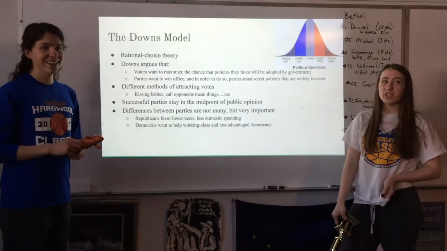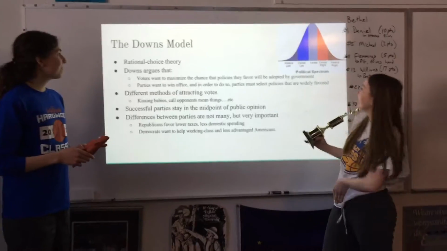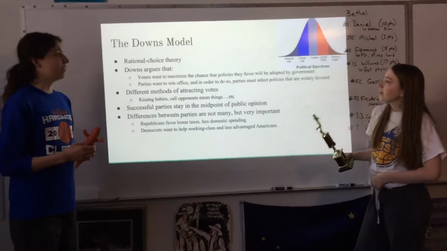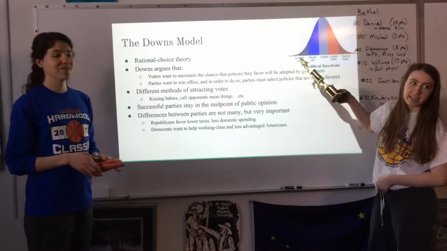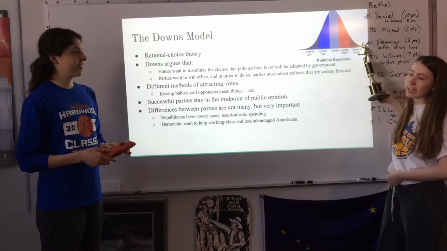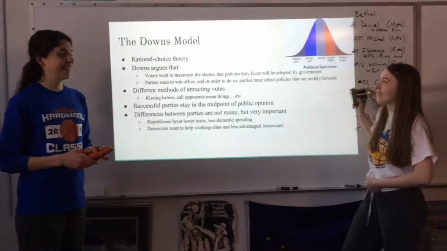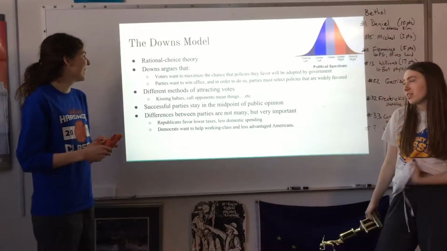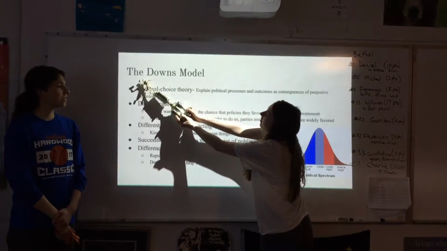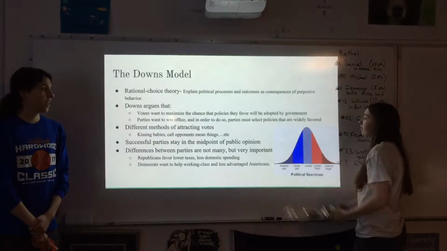Next slide, Jimmy. Oh, you did it. The Downs model. Ooh. It looks like it's going up. Okay, it's rational choice theory. The Downs model. Which one?